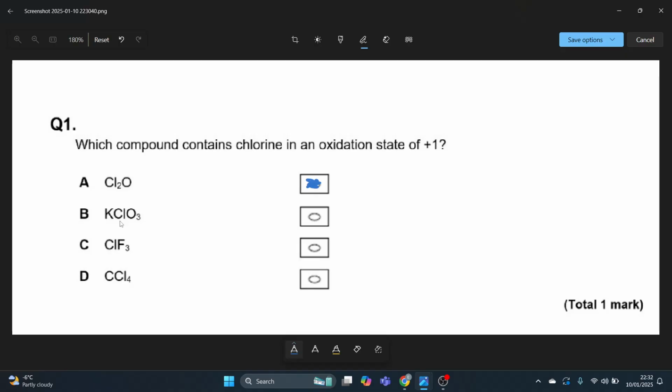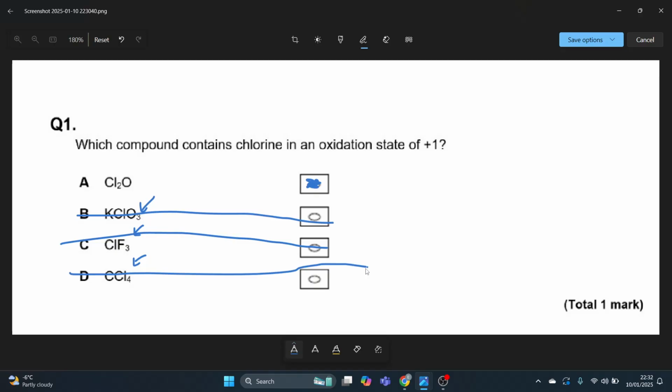If you look at B, potassium +1, oxygen -6, so that's going to be +5 chlorine. In this case, that's going to be +3, and in this case, +4. No, it's going to be, yeah, it's going to be +1 chlorine. No, it's going to be -1 in this case.